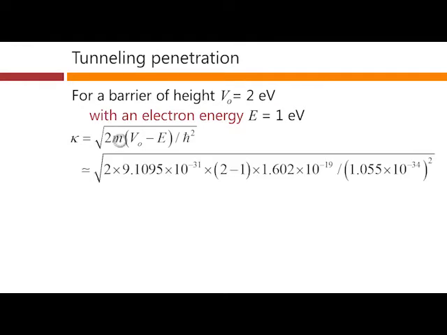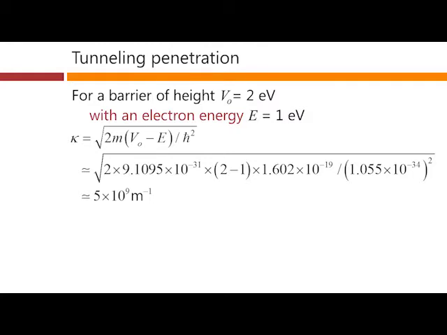We have 2 times the mass of the electron here. The rest mass of the electron is about 9.1 times 10 to the minus 31 kilograms. Our potential barrier height V0 was 2 electron volts. Our energy of the incident electron was 1. Because these are in electron volts, we have to multiply them by 1.602 or thereabouts times 10 to the minus 19 to get the energy in joules. And then this h bar here is 1.055 or so times 10 to the minus 34 joule seconds. We have to square that. So this is what we have to calculate here.